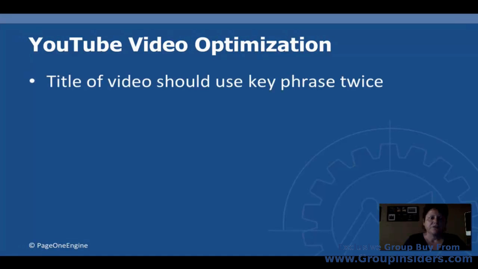Okay, so this is the meat of this video. How do we take a YouTube video and optimize it to try to get it to rank so that we can dominate page one and have more things on our reputation? First and foremost, you want to title the video, and you should use the key phrase in the title, and I like to use it twice.